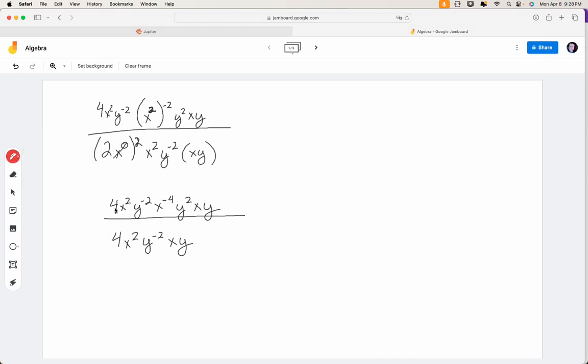Okay, so 4 divided by 4, those cancel. X squared, those cancel. Y to the negative 2, those cancel. X, that cancels. Y, that cancels. So the only thing I have left is x to the negative 4 y squared. And if I write this with no negatives, I have y squared over x to the 4th.